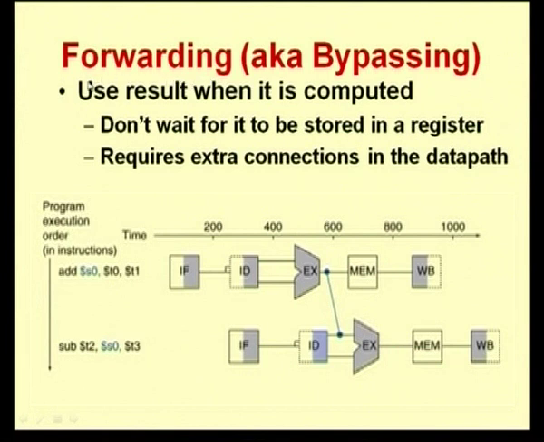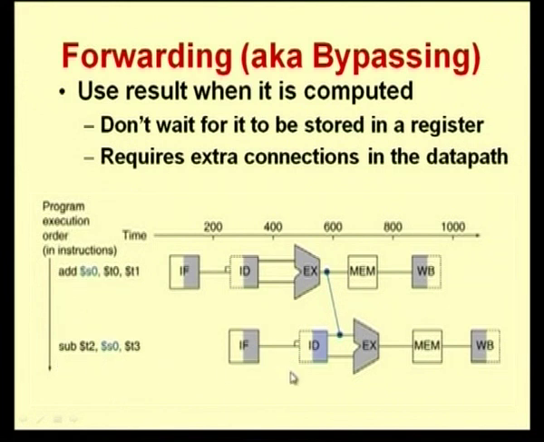We just said that the idea of forwarding is that we use the result as soon as it is computed and do not wait for it to be stored in the register. And of course, for this we introduce a new extra connection in the data path. So, what is it that we need to do therefore? You can see what will happen here. I have my add instruction coming in the first clock cycle. In the next clock cycle, I allow my sub instruction to be fetched.